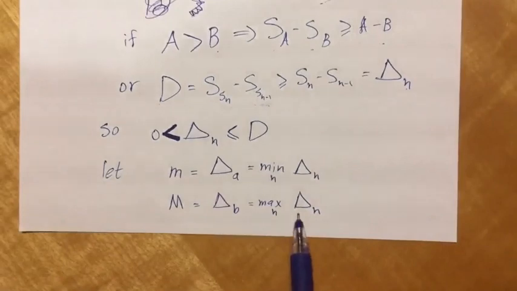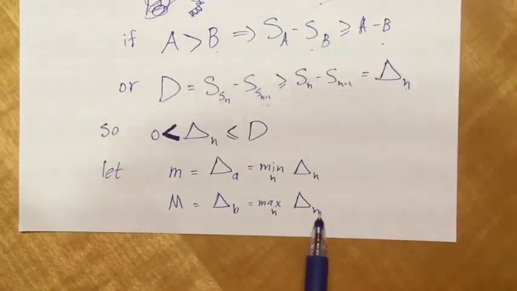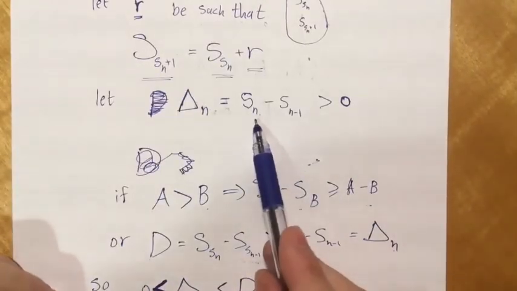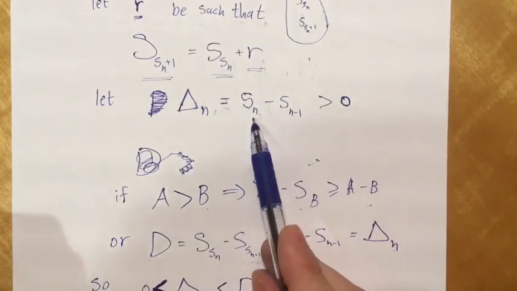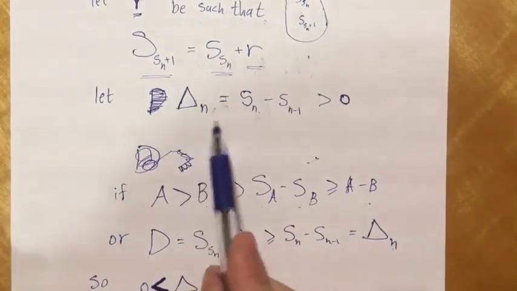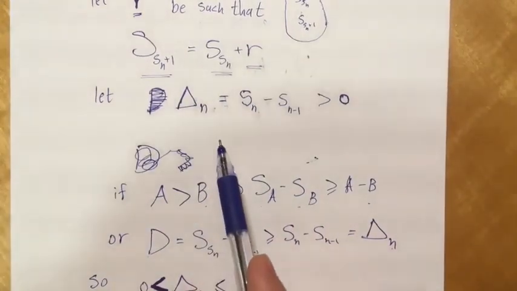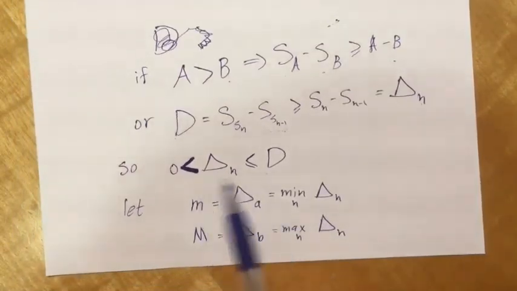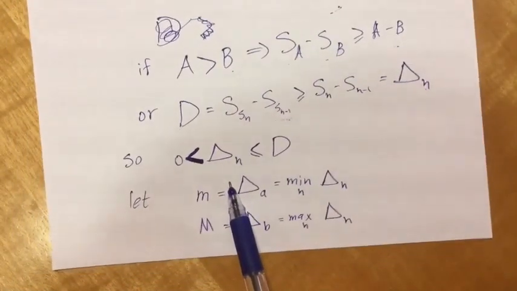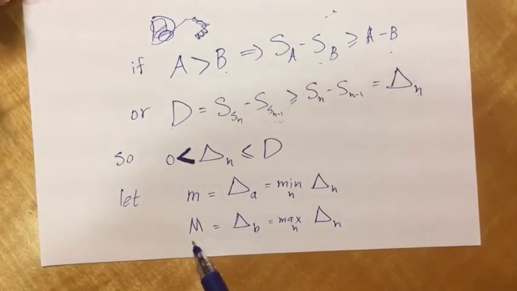Now, why are these numbers important? If our goal is to show that Sn is an arithmetic progression, then essentially what we need to prove is that delta n is a constant sequence. So delta 1 is the same as delta 2 all the way. But since we know it's bounded, it's natural to look at the smallest value it can attain, the largest value it can attain, and show that they're equal.